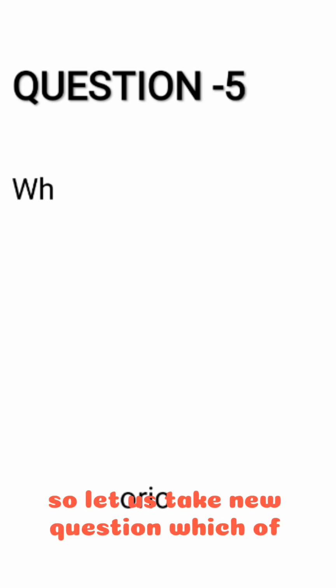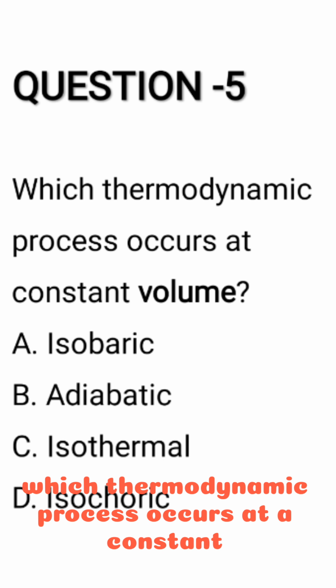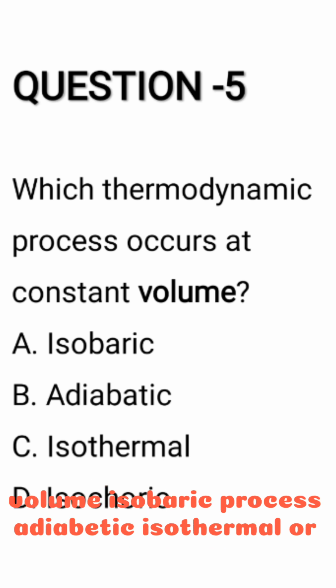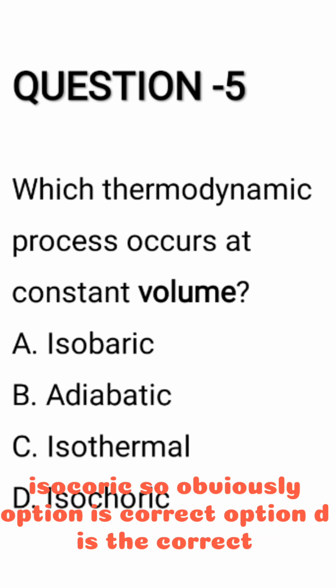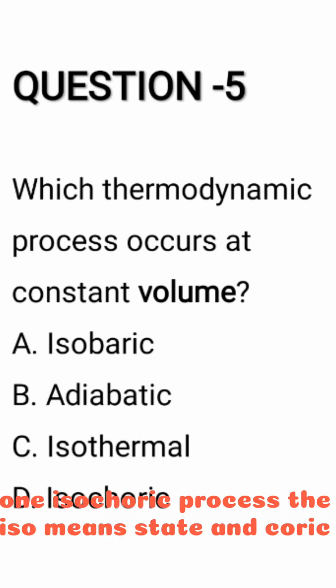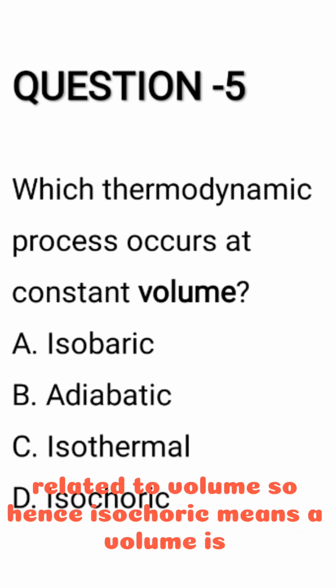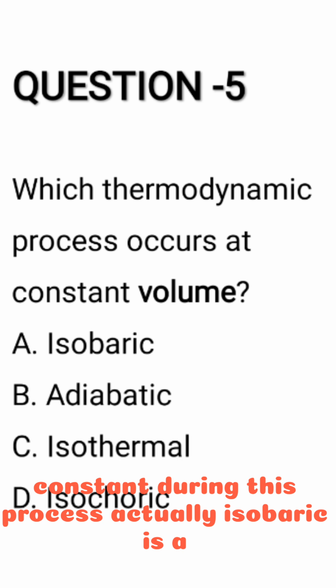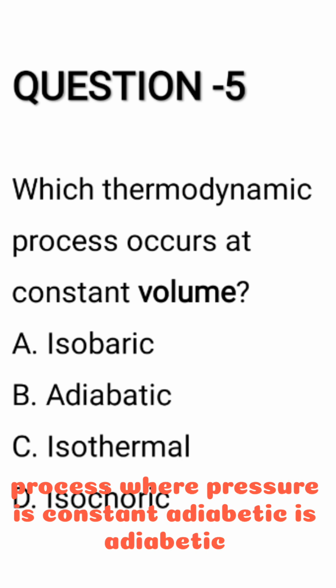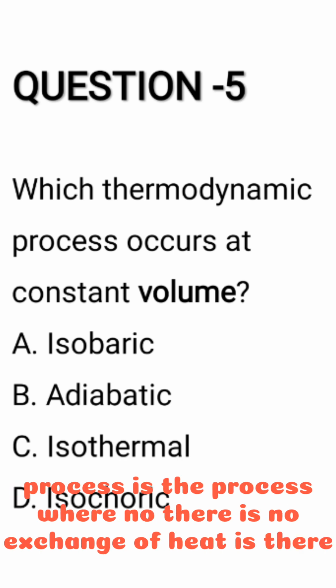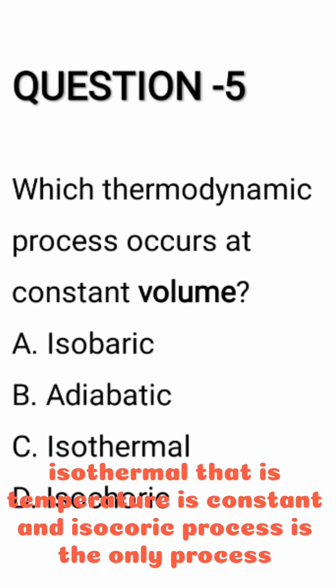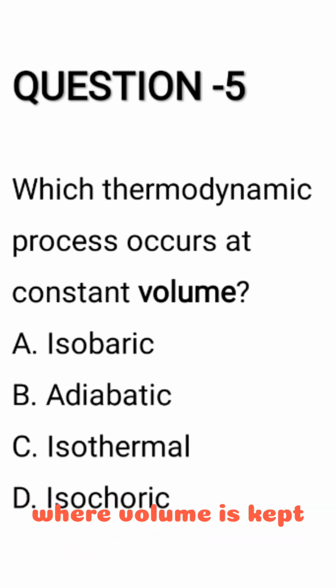Okay, so let us take a new question. Which thermodynamic process occurs at a constant volume? Isobaric process, adiabatic, isothermal, or isochoric? Option D is the correct one, isochoric process. The iso means same and choric relates to volume. So isochoric means the volume is constant during this process. Actually, isobaric is a process where pressure is constant. Adiabatic process is the process where there is no exchange of heat. Isothermal, that is, temperature is constant, and isochoric process is the only process where volume is kept constant.